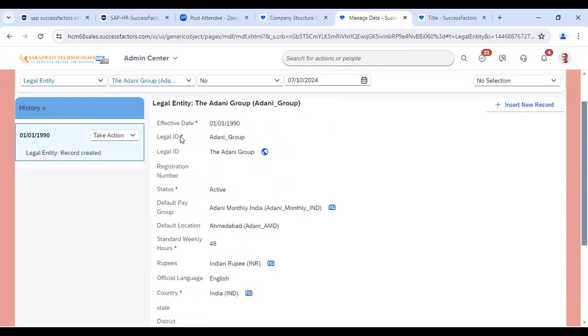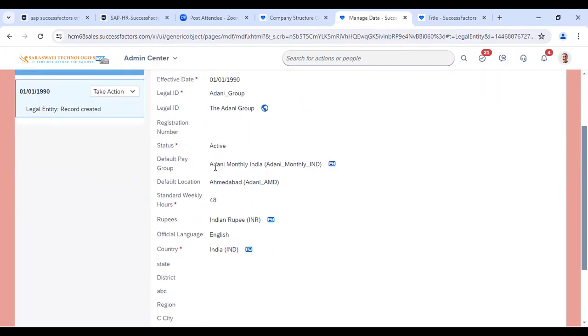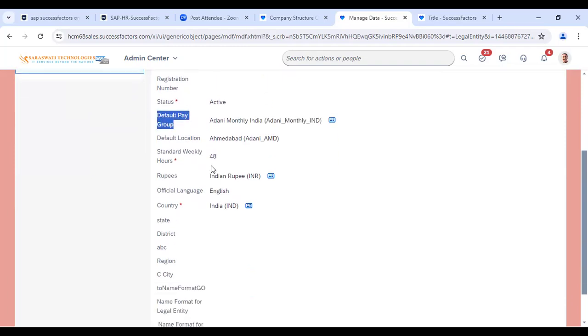These are the things which we need to put in while making any of the legal entities. Okay, what is the default pay group from where all the pay will be delivered to the employees, like from where the payroll is getting the money, from which cost center. So this is the main default pay group.